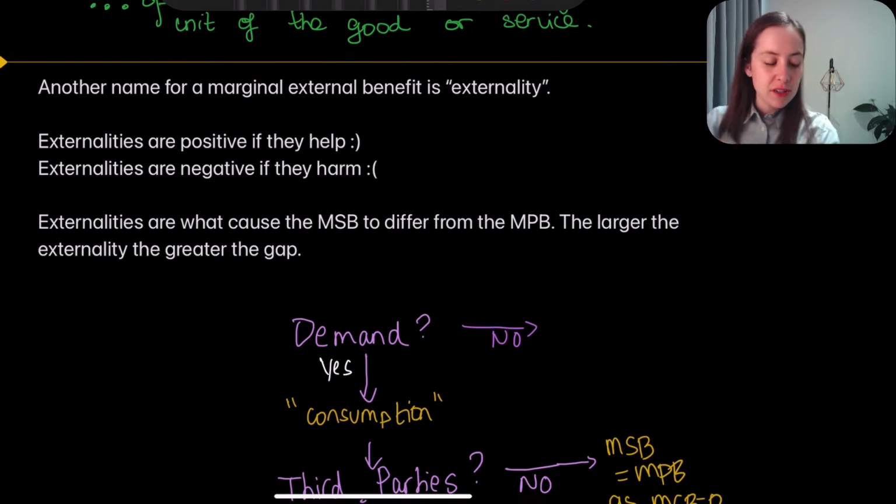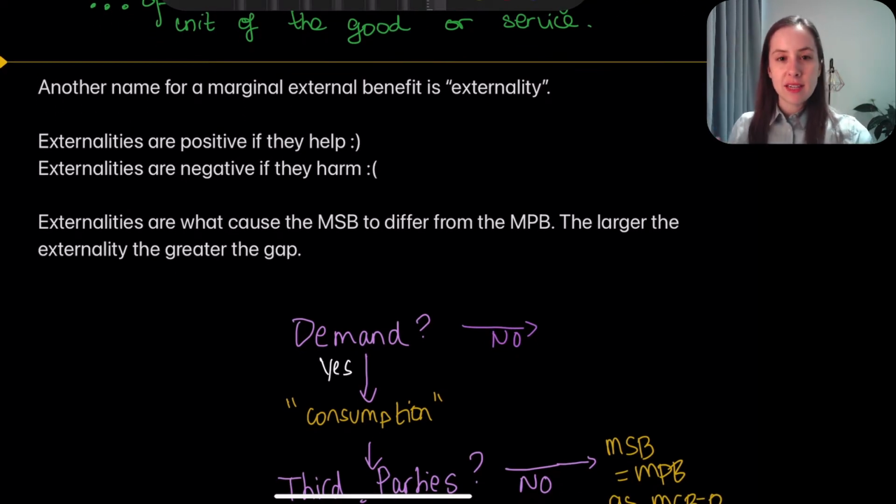So this marginal external benefit thing is actually the externality. That's probably the word you have become used to. Externalities, they can be positive if they help third parties. So I've got that happy face to illustrate that these externalities help third parties. Externalities, if they're negative, they harm third parties. We have that kind of unhappy face to illustrate the harm.